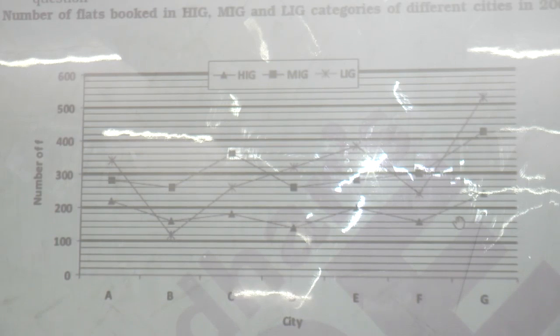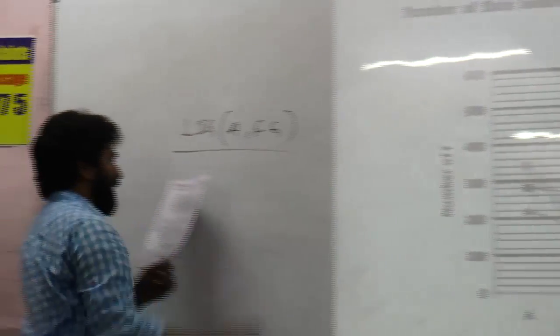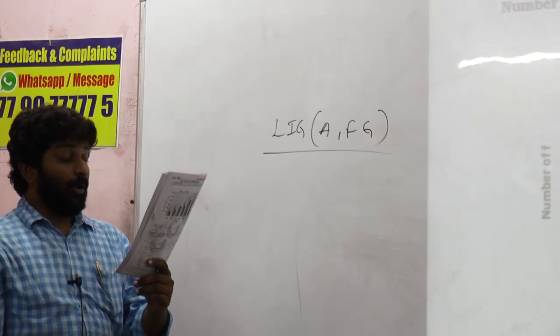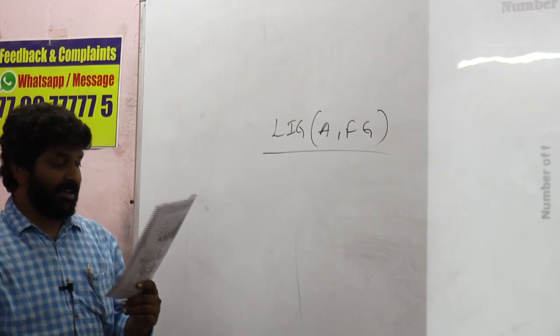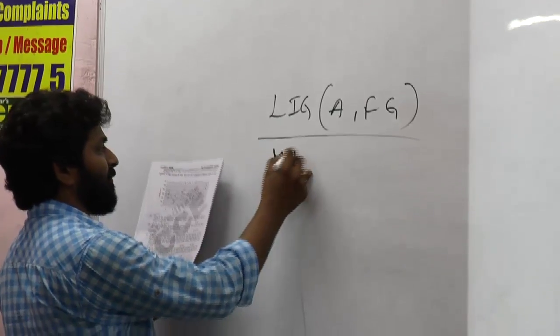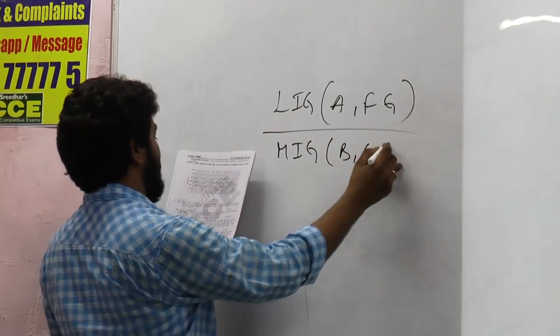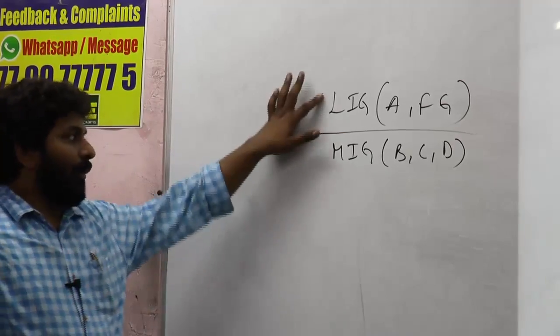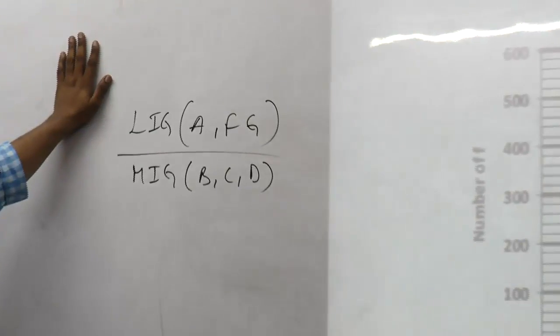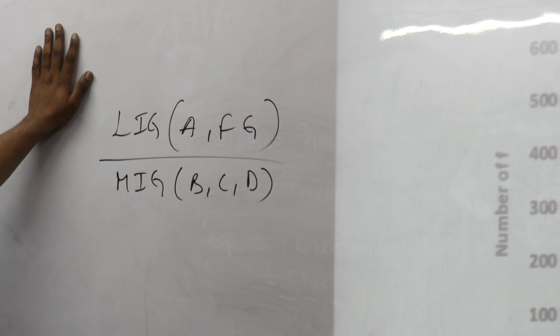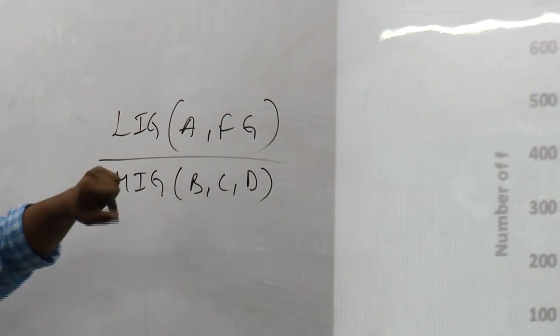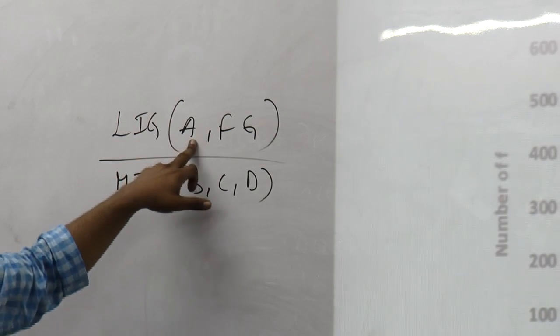51. What is the ratio between total number of LIG flats booked from cities A, F, G together and total MIG flats booked from the cities B, C, D together? This is MIG. Lower, middle, high income group. Right? Now, LIG is star and you need to do it for A, F, G.